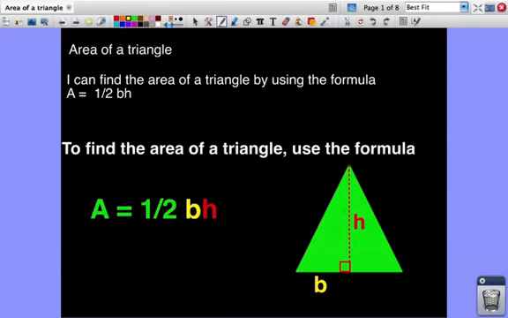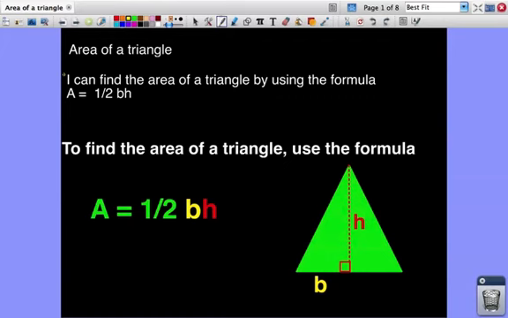This is a video for finding the area of a triangle. If you take a look at our I can statement, it states that I can find the area of a triangle by using the formula area equals 1/2 BH, also known as area equals 1/2 times the base times the height. That's the formula that we're going to use for every single triangle.